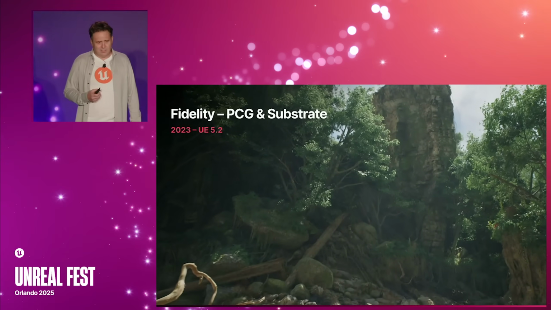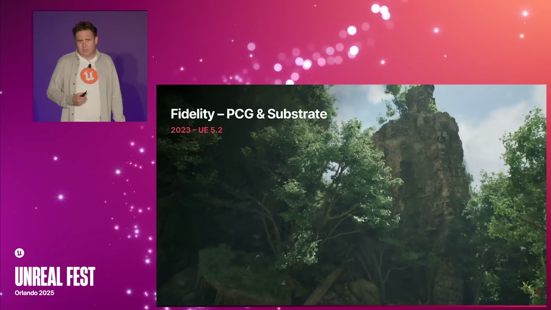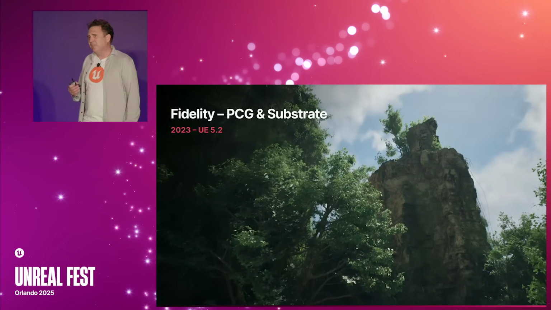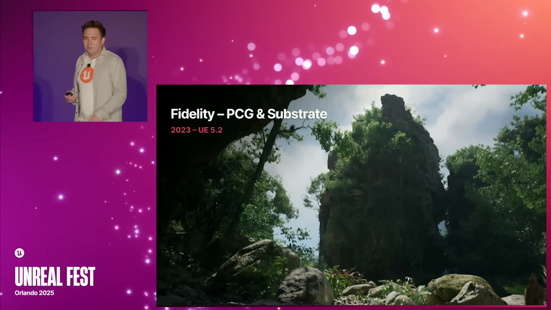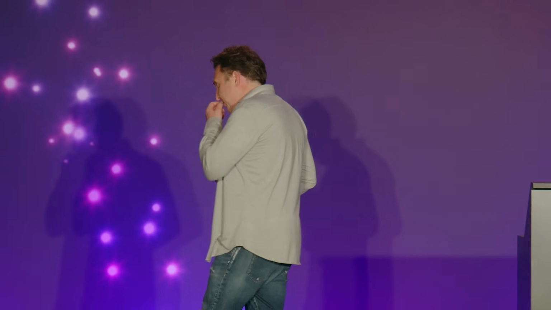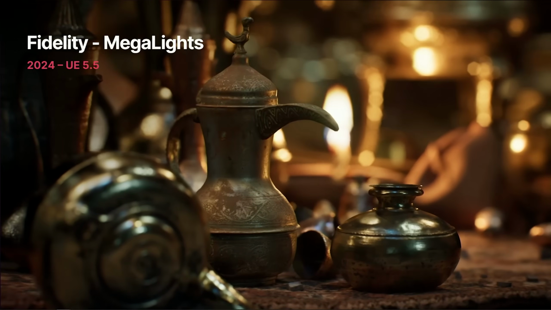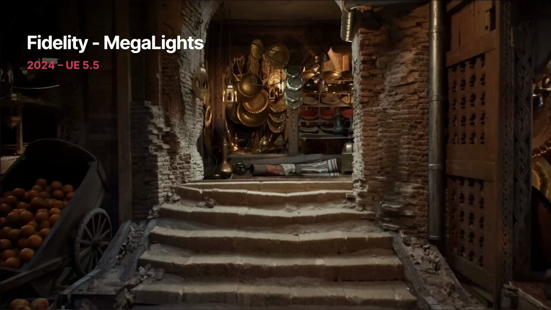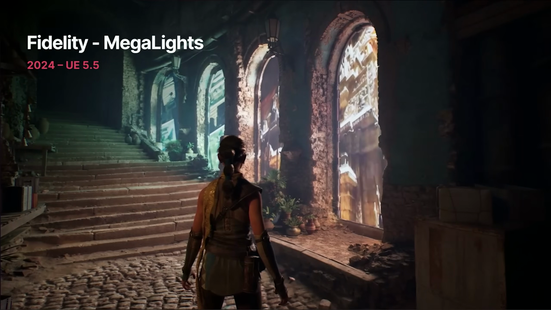It also displayed Substrate for the first time, running on the car and such things, right? Really advanced material systems that we'll get through. And big simulation improvements with car physics, tire deformation, all those kind of things. Then with 5.5 with MegaLights, right? That's a next step in where we want to go with lighting.